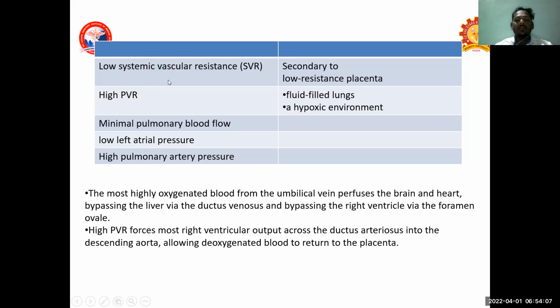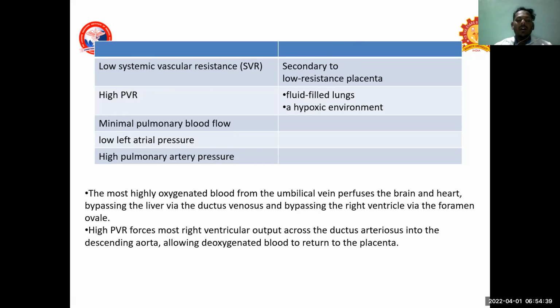Low systemic vascular resistance, secondary to low resistance placenta. The baby has high PVR, pulmonary vascular resistance, because of fluid filled lung and a hypoxic environment which produces vasoconstriction. Minimal pulmonary blood flow because of high pulmonary vascular resistance, low atrial pressure and high pulmonary arterial pressure.